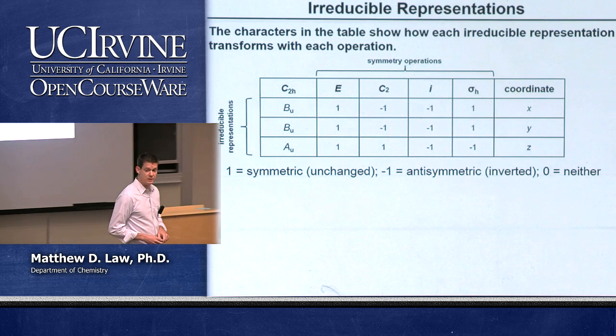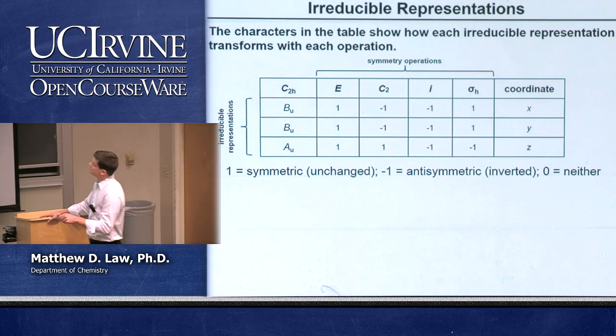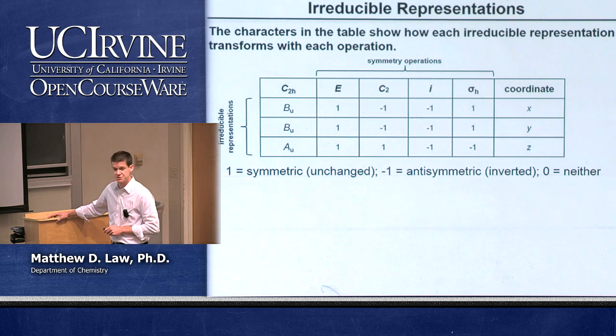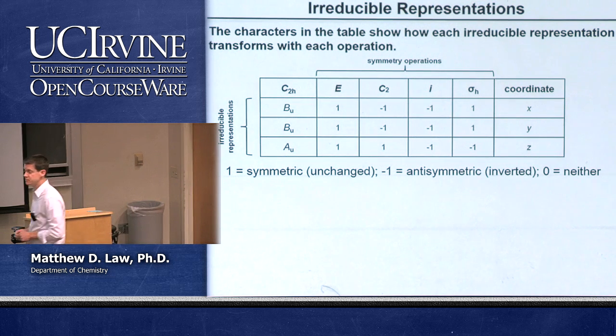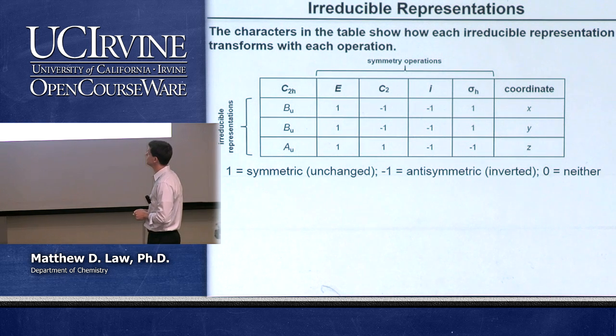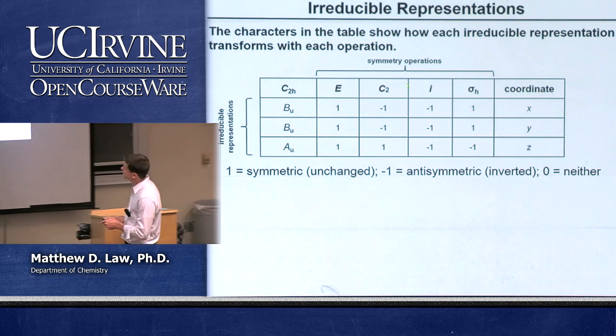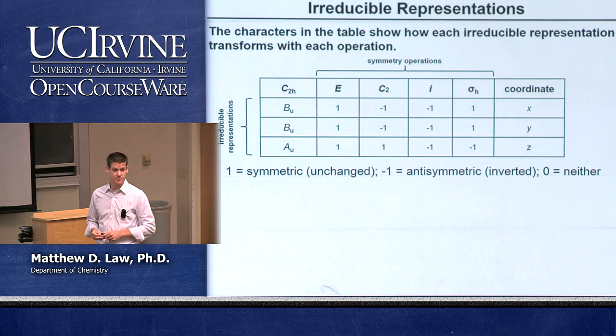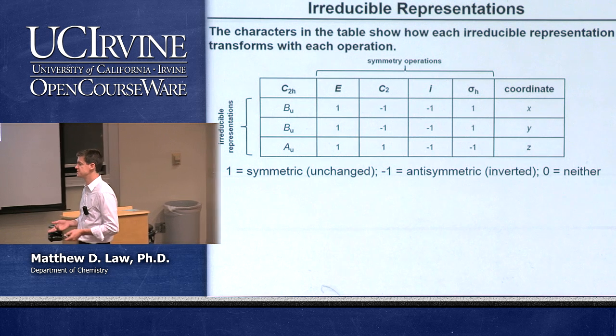Well, the characters for these individual irreducible representations tell us how these irreducible representations transform for the different symmetry operations. In the table, if you have a character of 1, that means that you're unchanged upon the symmetry operation. In other words, you're symmetric. So symmetric and unchanged are interchangeable words here. If you have a -1 as your character, that means you're antisymmetric, or you're inverted upon the symmetry operation. And if you see a 0, that means it's something else.